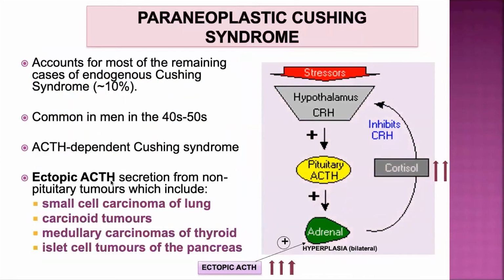Paraneoplastic Cushing syndrome accounts for most of the remaining cases, less than 10% actually. This one is common in men. You know why? Because paraneoplastic Cushing syndrome is mainly from lung cancer, and lung cancer is most common in men. It is ACTH dependent Cushing syndrome, because of ACTH produced by the small cell carcinoma of the lung, the carcinoid tumors, and the medullary carcinoma.